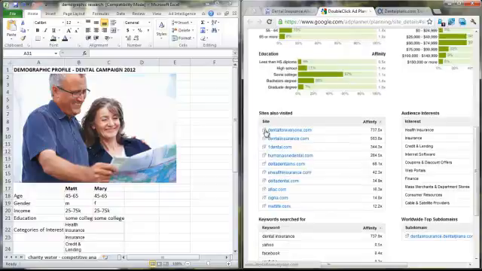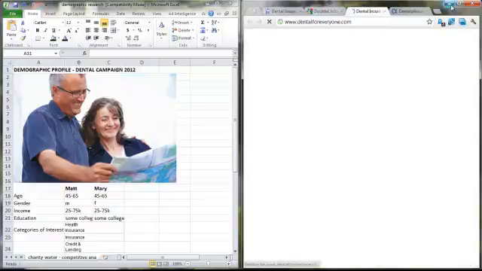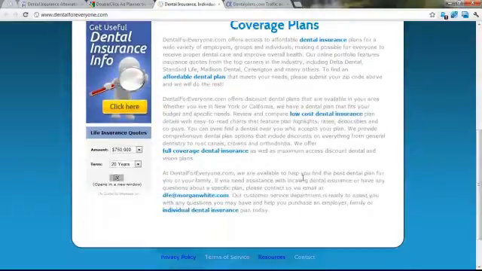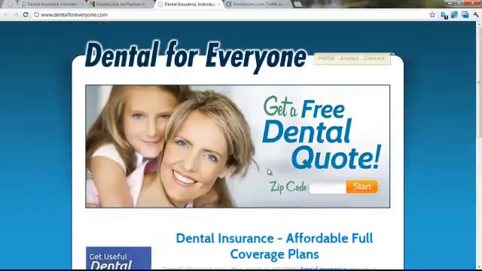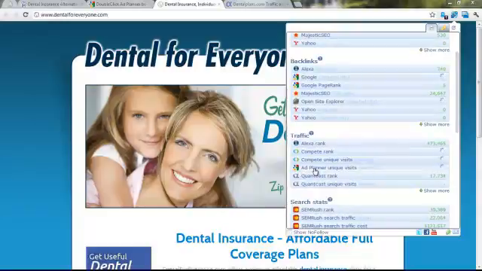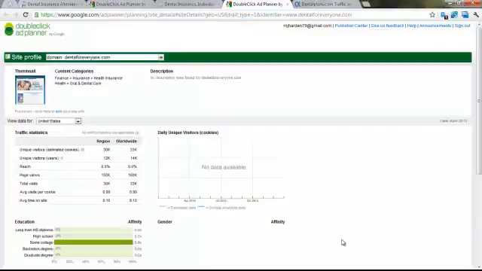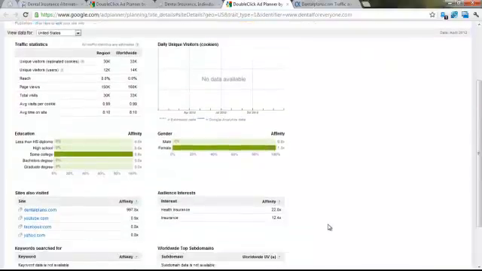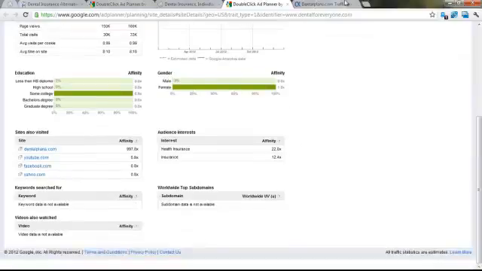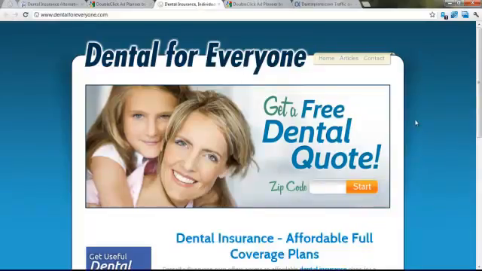sites. So let's go with Dental for Everyone because it's got high affinity. Get a free quote. Okay, so this is all about price, so that's relevant. Let's take a look, see if anything pulls up for them. Okay, not really. So let's get out of here. Let's back out. And let's check them out, see if there's any Quantcast.